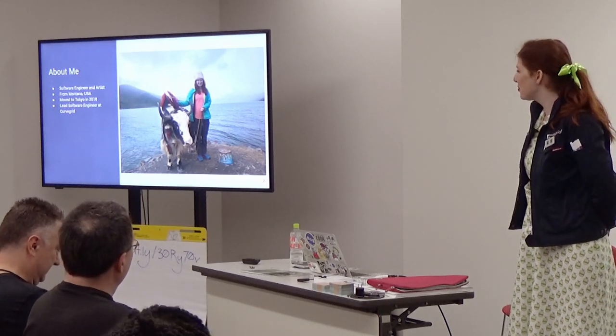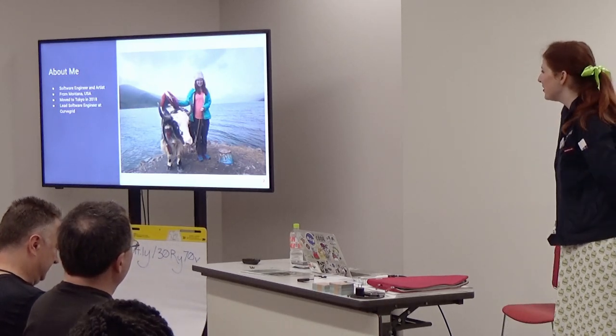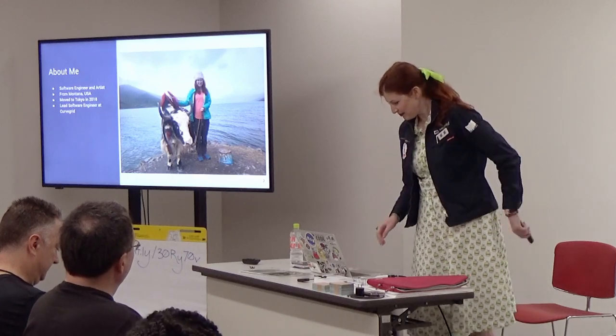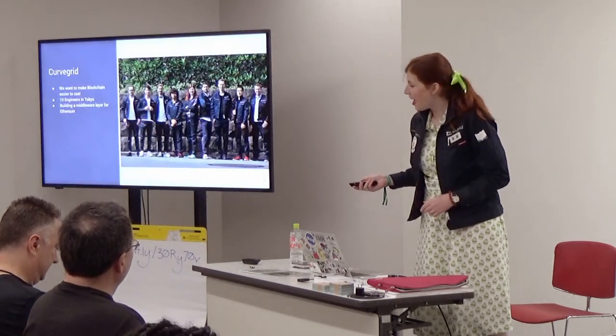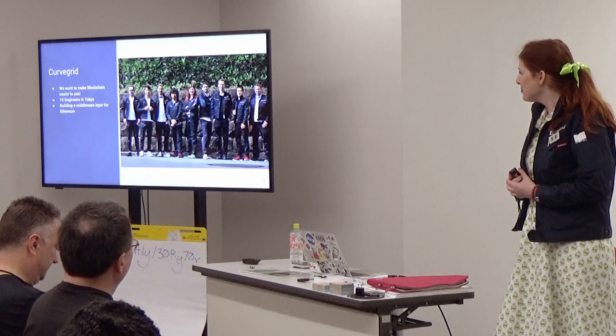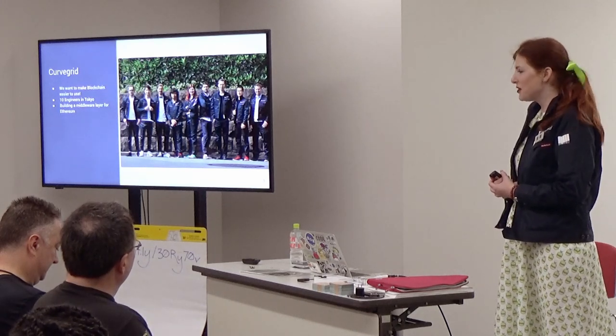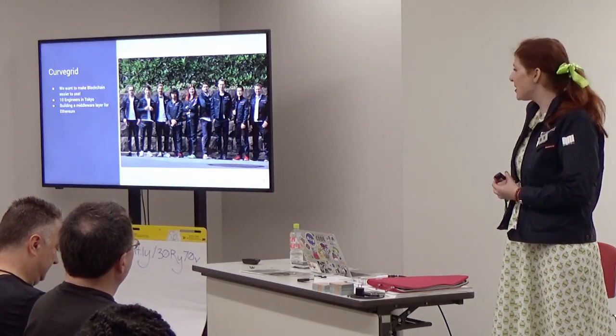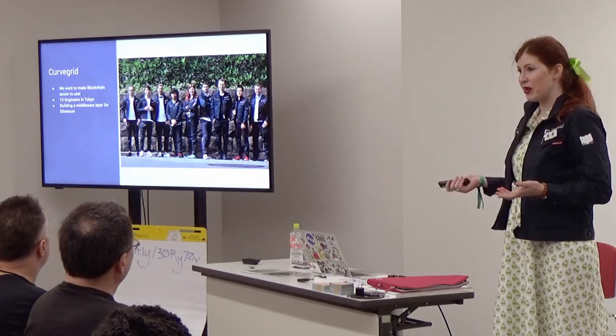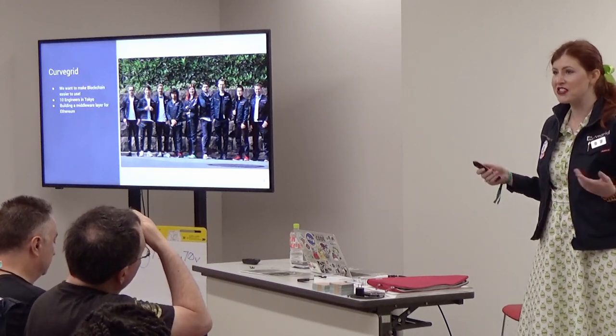And this is a picture of me with the real yak. CurveGrid, we're a small startup in Tokyo. We're 10 engineers now and a couple part-time staff. And we're building a middleware layer for Ethereum. We're trying to make blockchain easier to use.